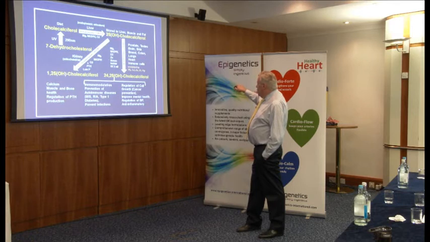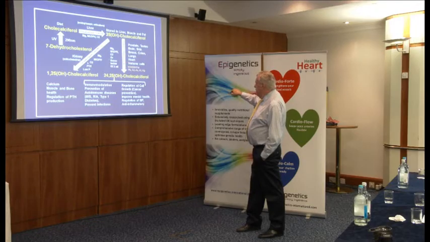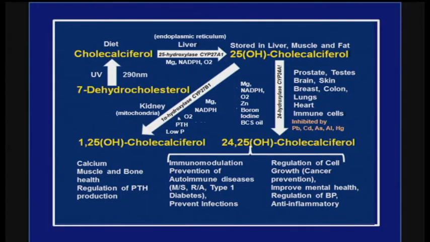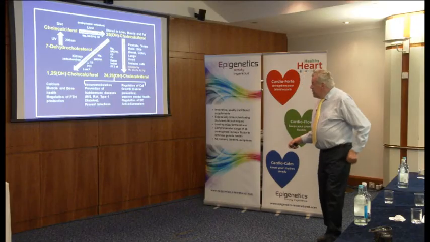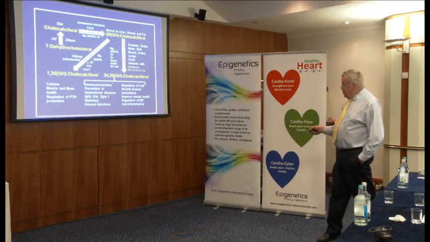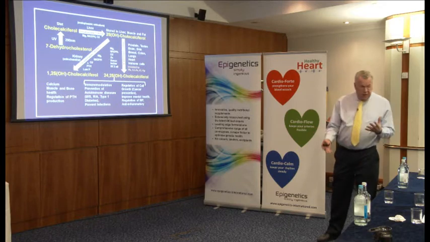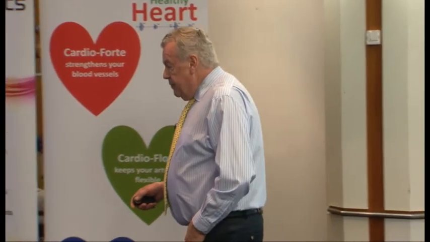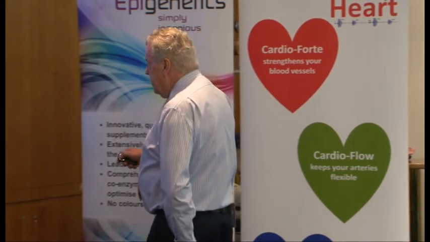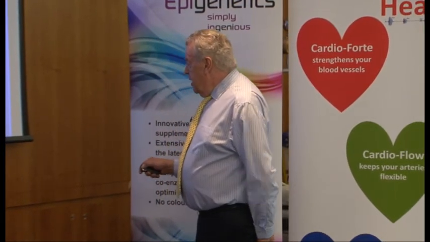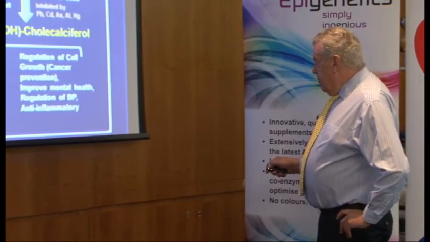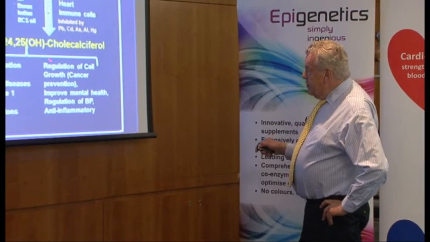whereas the so-called, in many books, the inert form is the 24-25 cholecalciferol. So it's like a switch again here. And this one is more involved with the immune system. So we have the immune modulation effect of the 24-25, prevention of autoimmune diseases. So this is the one primarily that we need when we've got an autoimmune response. Prevents infections, regulates cell growth in cancer prevention, improves mental health, regulation of blood pressure, and just generally is anti-inflammatory.